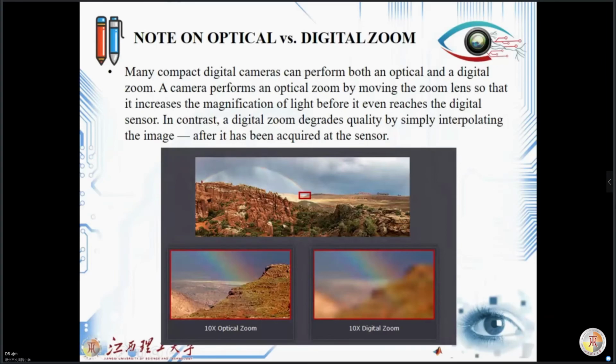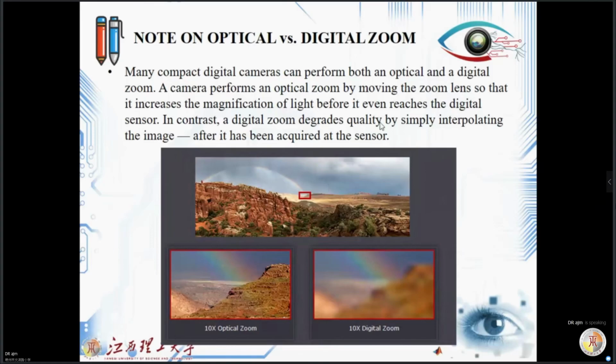Maybe it's good for us to know that many compact digital cameras can perform both optical and digital zoom. A camera performs optical zoom by moving the zoom lens so that it increases the magnification of light before it even reaches the digital sensor. In contrast, I bring here a sample with optical zoom and digital zoom, and you'll see that digital zoom degrades the quality by simply interpolating the image after it has been acquired by the sensor.